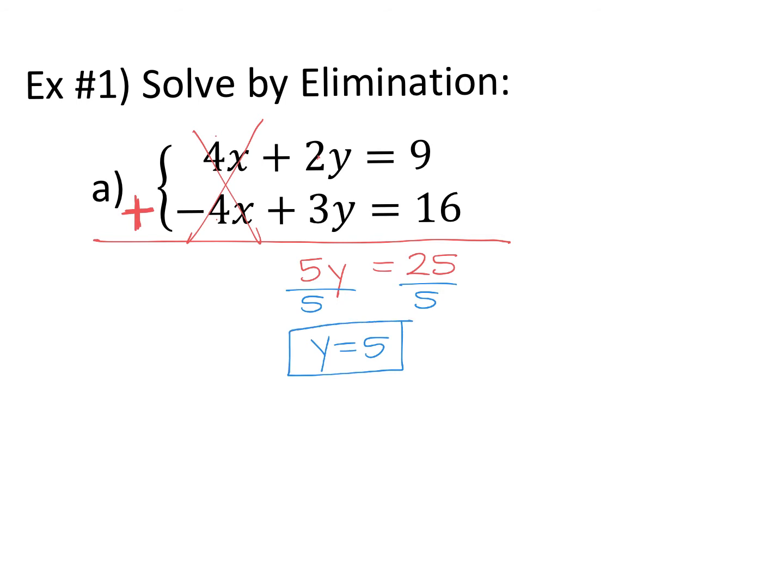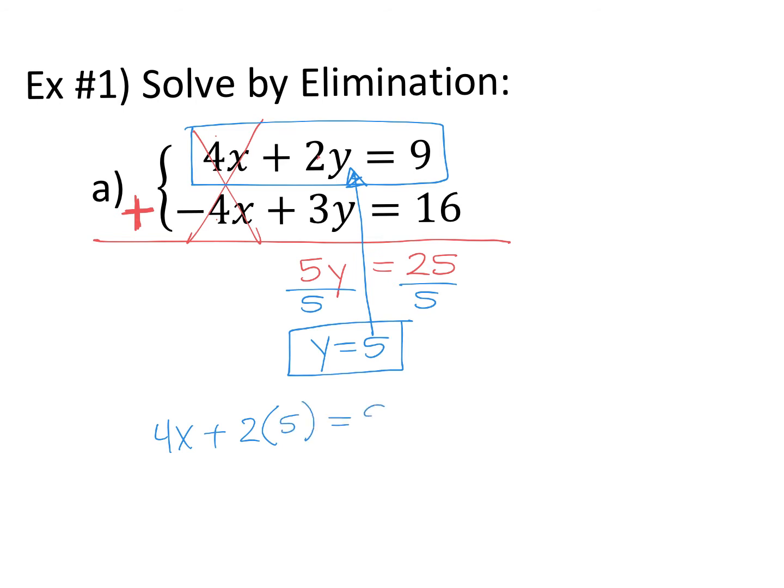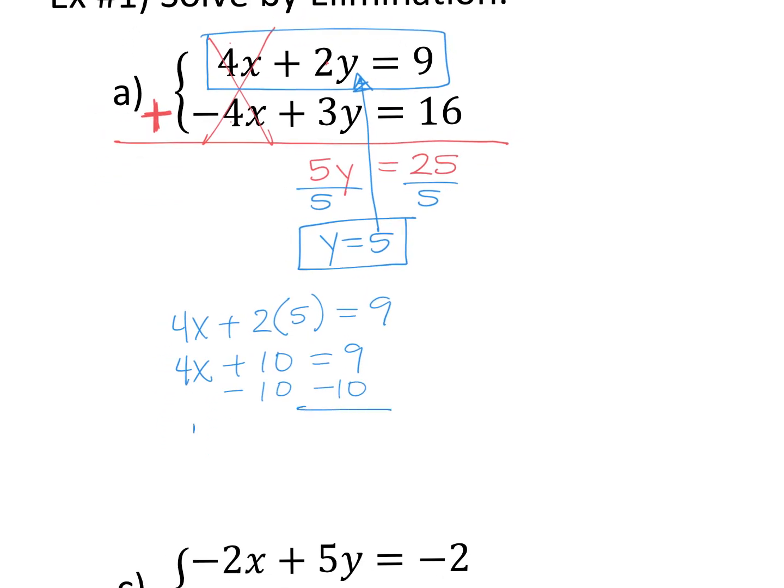How do I find my x value? Plug it in, and you may plug it into either one. I would probably do the top one just because it's smaller numbers, but you don't have to. You may do the bottom one. So if I plug into the top one, I'm plugging in right here. 4x plus 2 times 5 equals 9. Okay, so 4x plus 10 equals 9. We're going to take away the 10. So you get 4x equals negative 1.